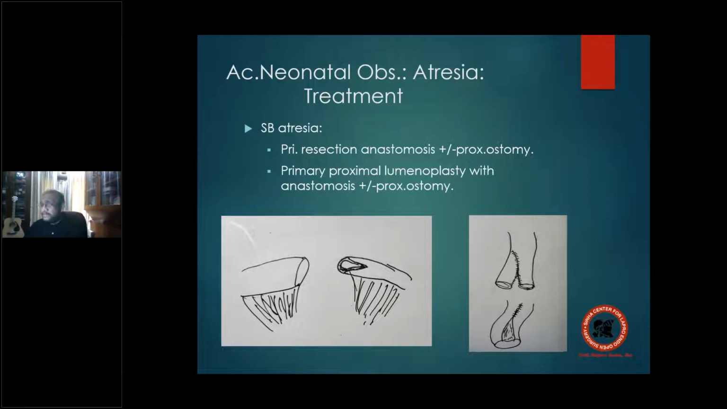And the problem in atresia is the hugely dilated proximal bowel and the collapsed distal. That means the discrepancy between the diameter of the distal segment and the proximal segment. So this is very narrow. This is huge. So what do you do? You can do a spatulated anastomosis. You can increase the opening and make it according to this opening. This is what is known as a primary resection anastomosis with a spatulated anastomosis.